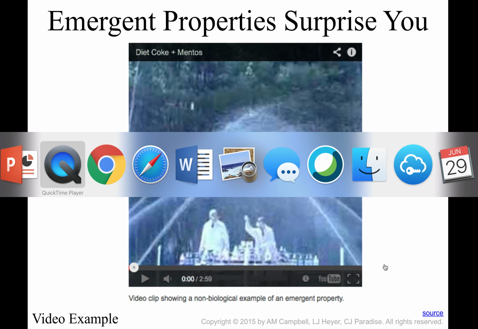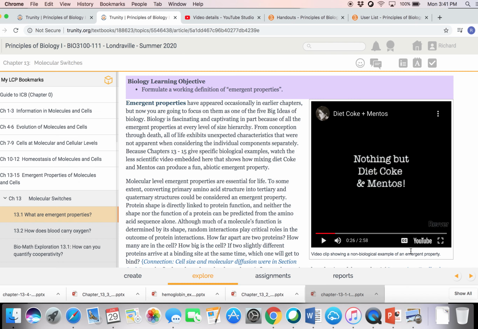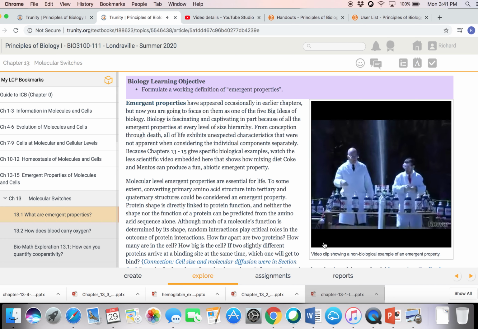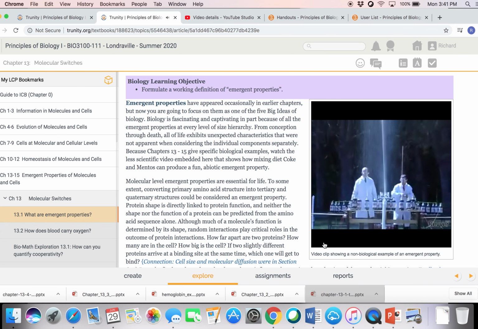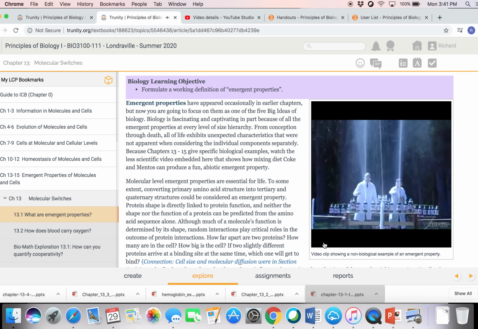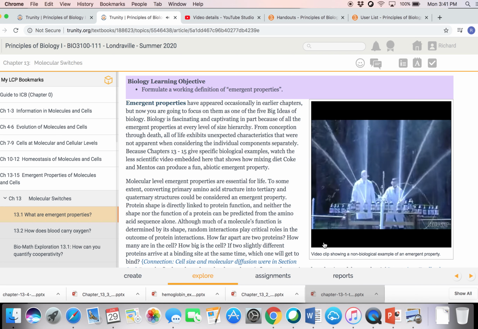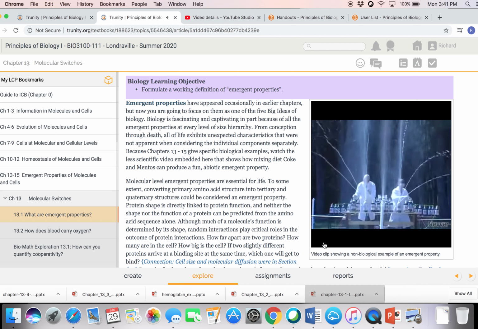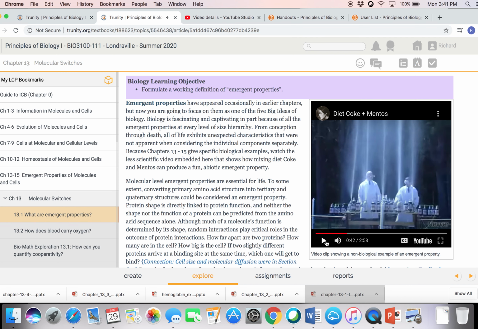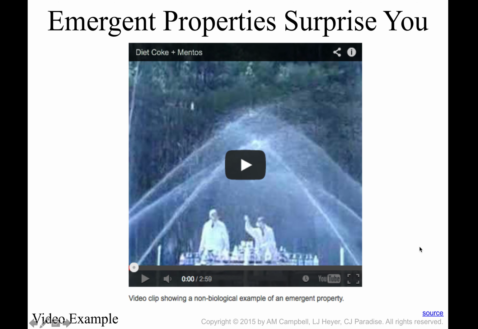So if we look at a video provided in your book, as an example of emergent property, if you add Diet Coke and Mentos together, you get this very strong chemical reaction where you have tremendous production of gas. They're just dropping the Mentos into the Diet Coke. So the emergent property is not something you would predict from studying the Mentos, not something you would predict from studying the Diet Coke. It comes out of an interaction with those two things together.